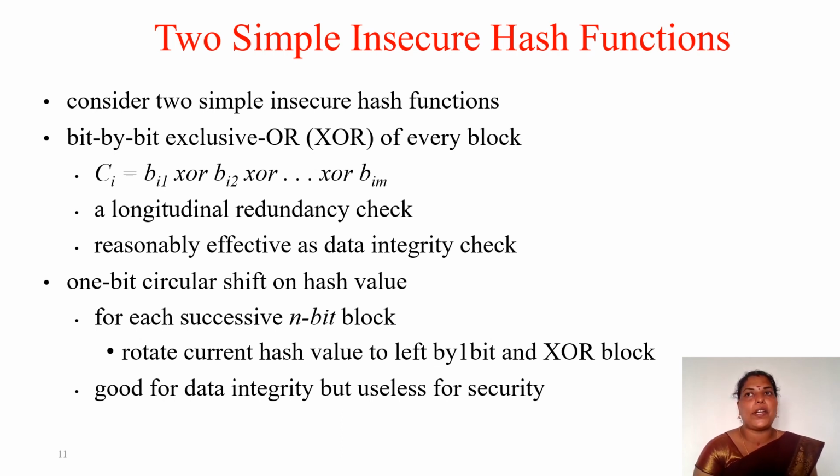This is one way of doing a simple hash function. One is just the XOR operation, and another one is performing a circular shift operation. For each successive n-bit block, we rotate the current hash value left by 1 bit, then perform the XOR operation. So these two cases are good only for data integrity purposes, and not for security purposes. Mainly the hash function is for data integrity, but sometimes it is used for security also. But in cases like the XOR hash function or the circular shift hash function, it provides only data integrity and not security.